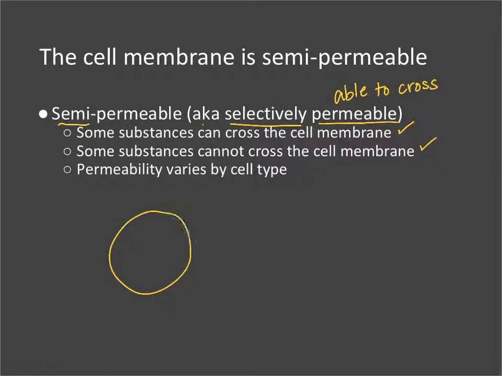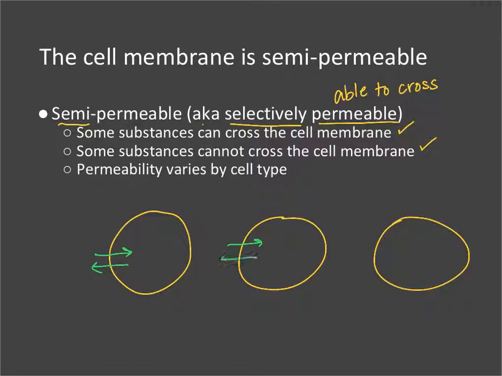So for example, if we've got a couple of cells here, there are some things that can enter and leave all cells, and we'll talk about what those types of things are on the future slides. There are other things that can't get into the cell, or if they're inside the cell, they might not be able to leave the cell. But the interesting thing is that this permeability varies by cell type. So some cells are more permeable to more substances than other cells.